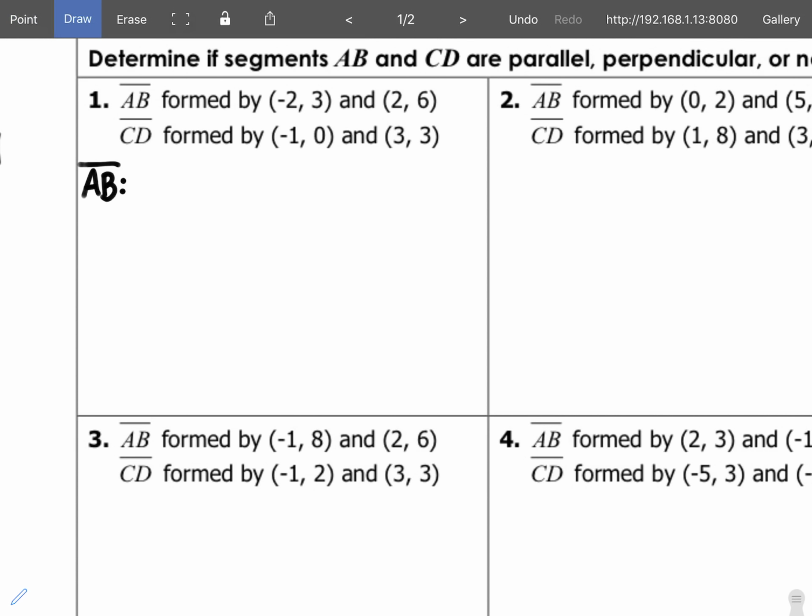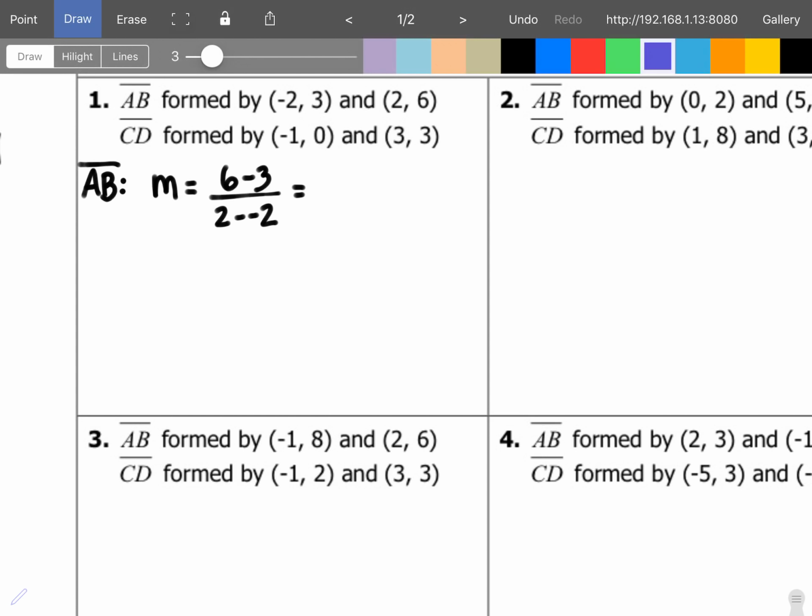So the slope, remember the slope is m. So the slope is y2 minus y1 over x2 minus x1. So that's, we're going to make this piece a positive, right? Negative minus a negative is a positive. So 6 minus 3 is 3 over 4. Okay, let's look at CD now.